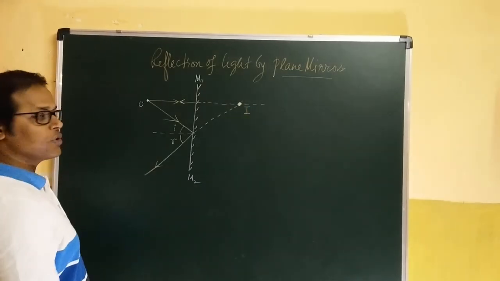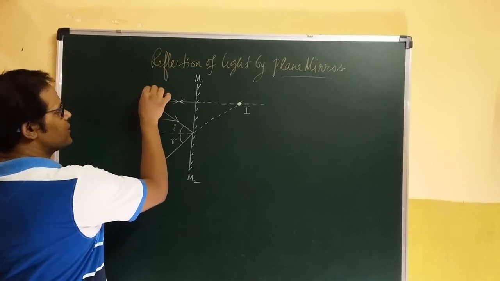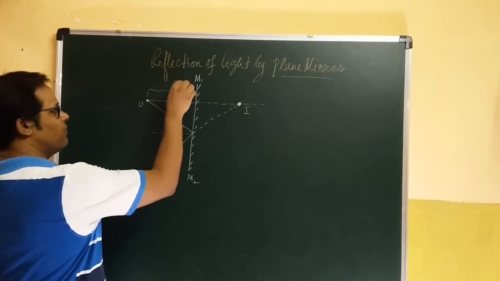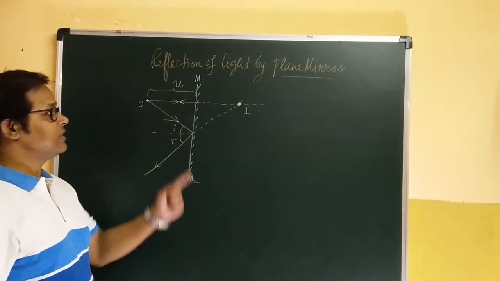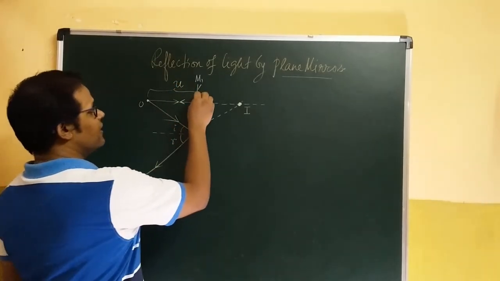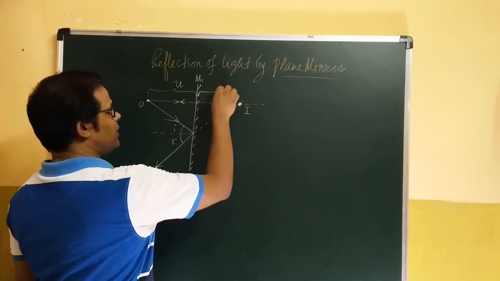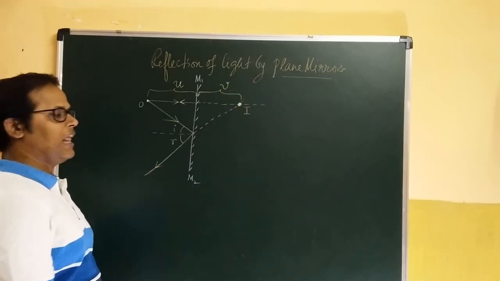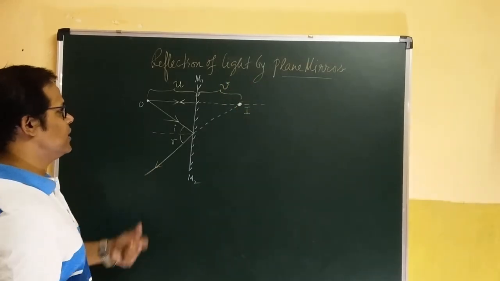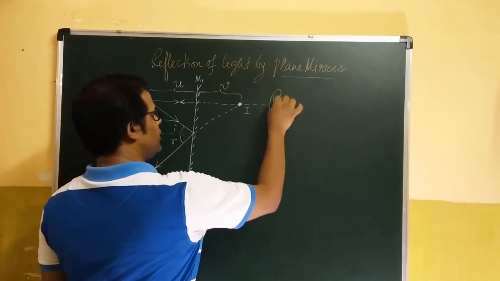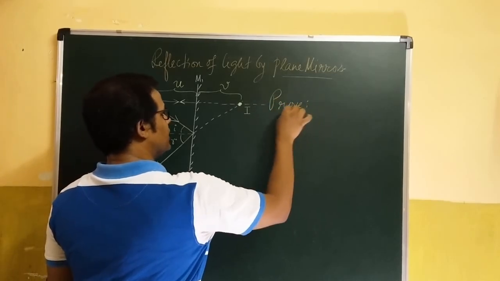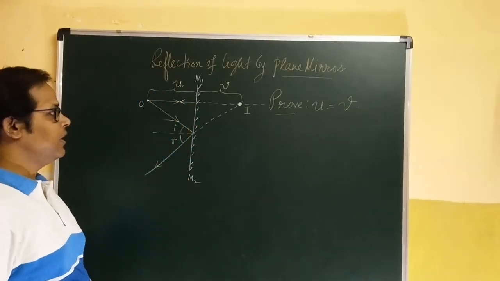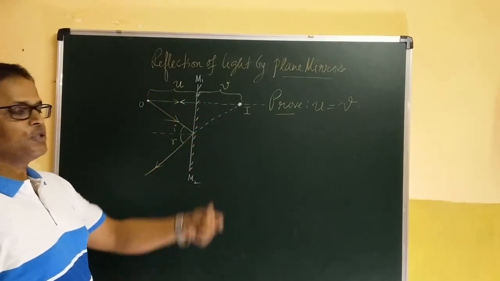In this case, the distance of the object from the mirror is denoted in physics, for some unknown reasons, by the small letter u, and similarly the distance of the image from the mirror is denoted by the small letter v. So I'm asking you to prove geometrically that u is exactly equal to v. The object distance is equal to the image distance.